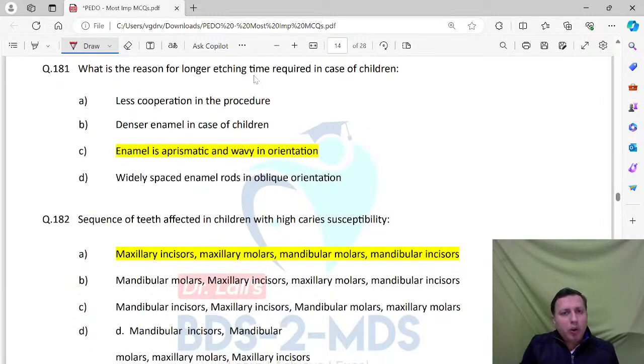Now, what is the reason for longer etching time required in the case of children? Less cooperation in the procedure, denser enamel in children, enamel is aprismatic and wavy in orientation, widely spaced enamel rods in oblique direction. This has been asked multiple times in the MCQs, regarding why etching is done more in the primary teeth compared to permanent teeth, and that is only because of the aprismatic enamel, that the enamel is more mineralized and needs to be etched more.